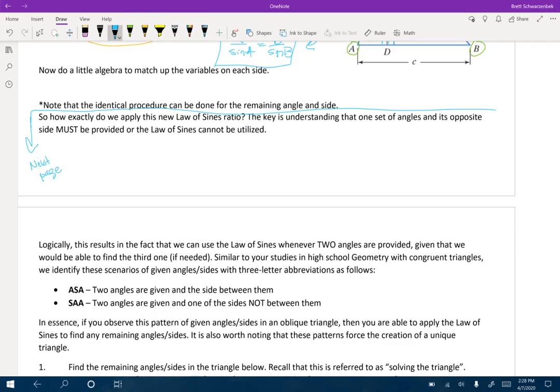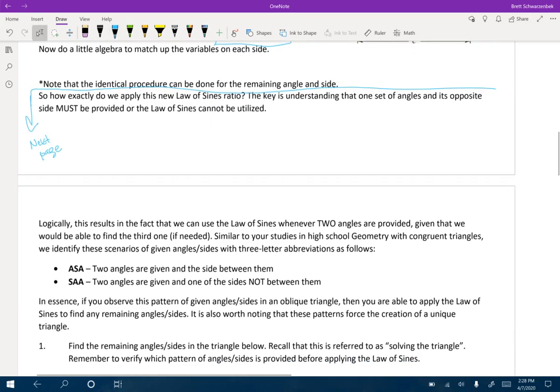Okay, so the next important step is understanding when to use the law of sines, or in other words, what scenario you're provided with where the law of sines can actually be utilized to find missing pieces of an oblique triangle. The key is understanding that whenever you're given two angles in your triangle and any one side, you are basically able to use the law of sines.